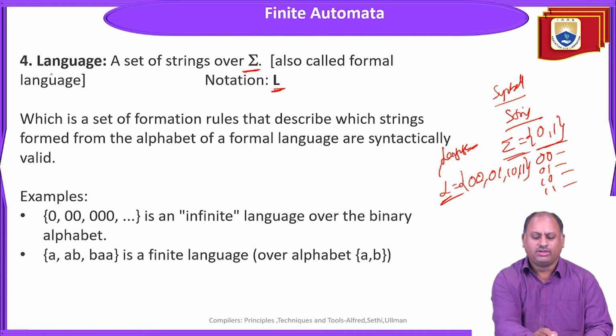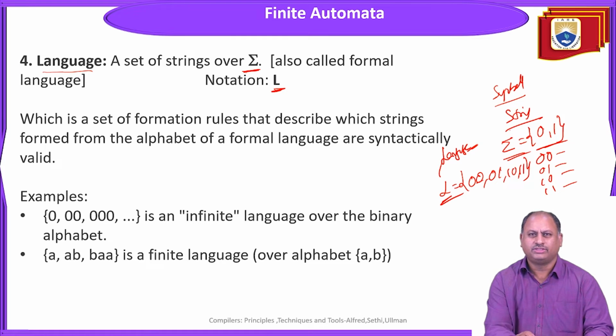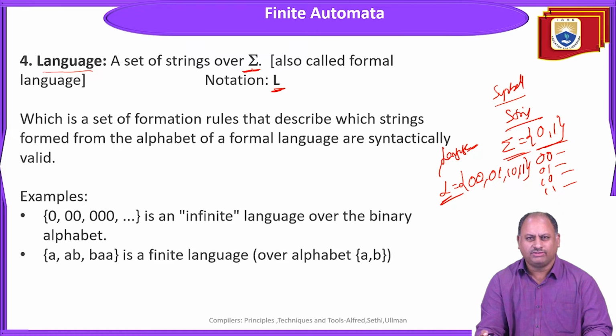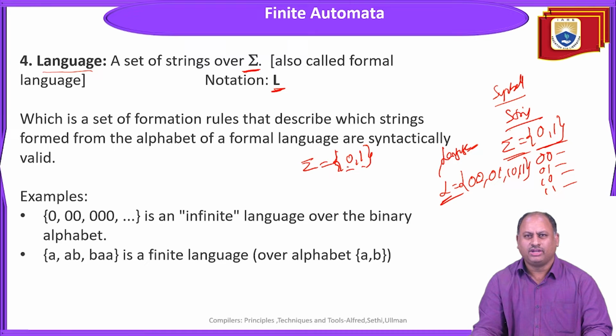Based on sigma, we are going to define a language. The strings are formed as valid strings or invalid strings based on the alphabet sigma only. Whether the string is valid or not, or whether the given string is available or not, can be verified based on the sigma or alphabet only. For example, for the binary alphabet, if you consider sigma equal to 0, 1, these are the two individual symbols available in the given alphabet.